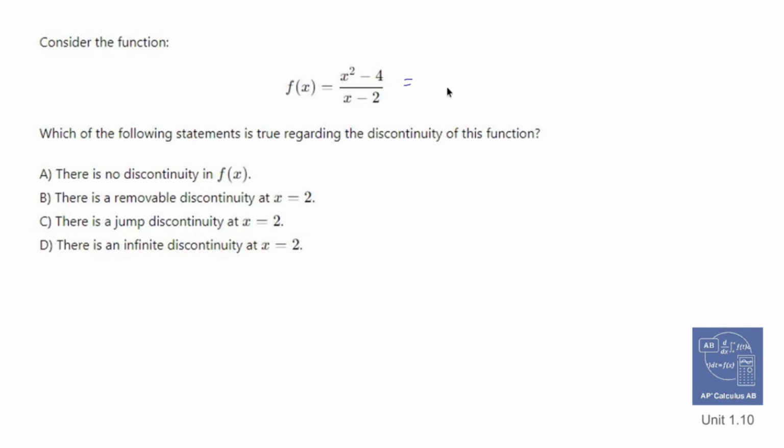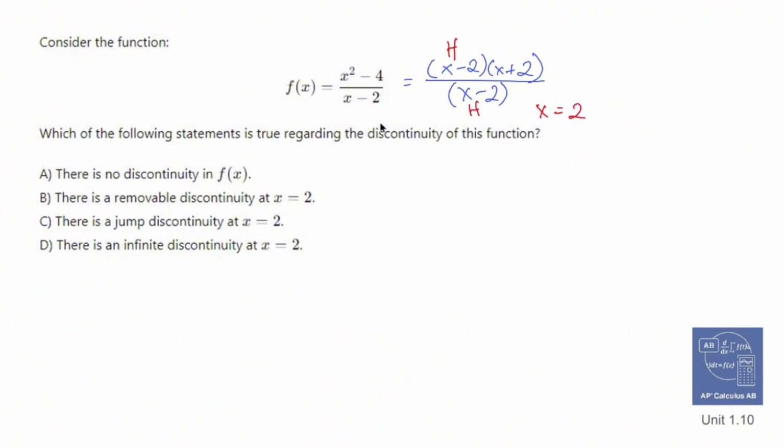The numerator is a difference of squares, so let's factor that. x minus 2, x plus 2, all over x minus 2. Now, since I have a factor of x minus 2 in the numerator and one in the denominator, that's going to be a hole, and that hole exists when x equals 2 because that's the number that would make this undefined. So at x equals 2, I have a hole.